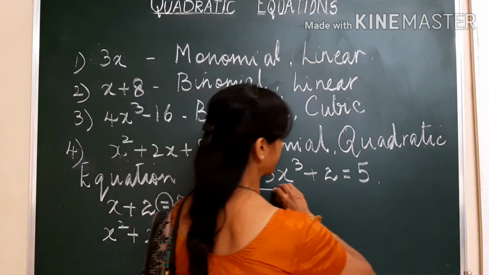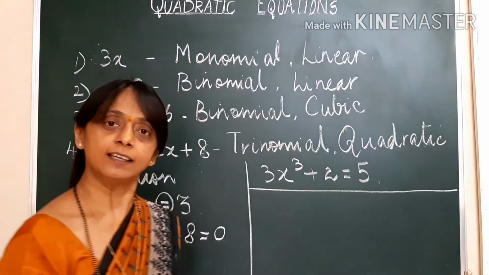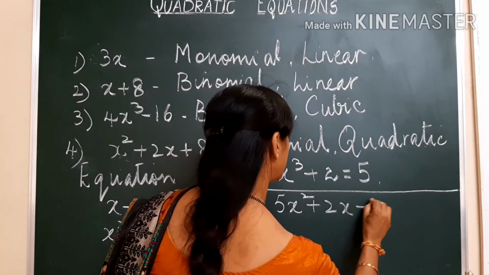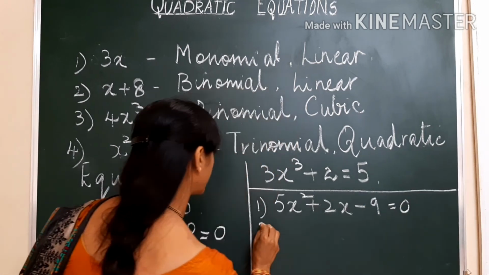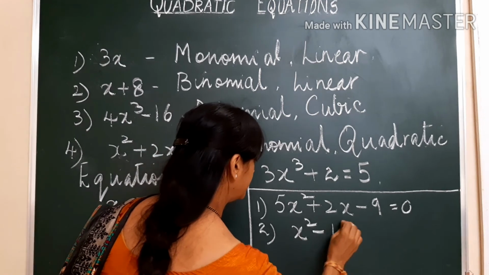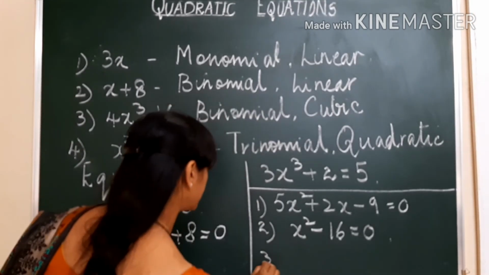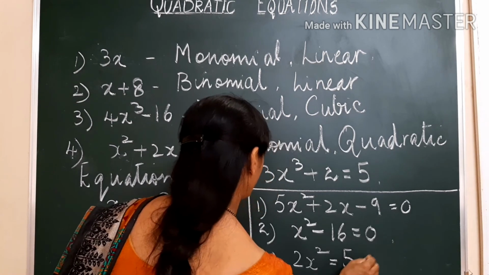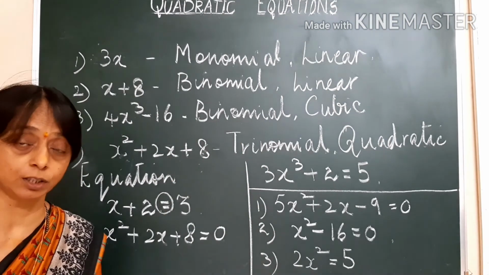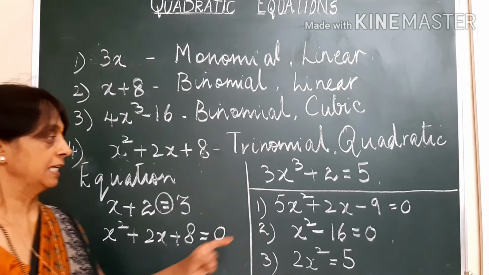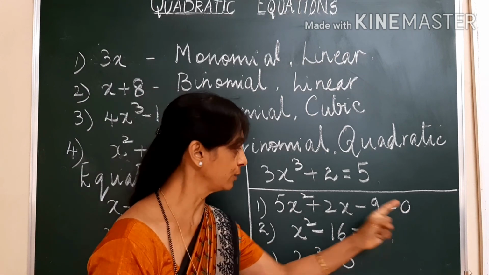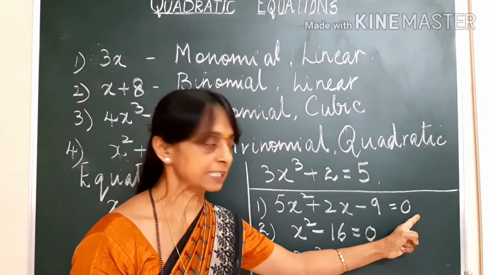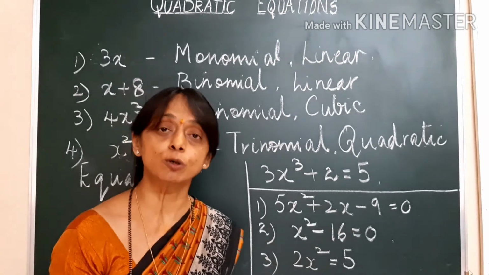Let's take examples of quadratic equations. The first one, 5x squared plus 2x minus 9 is equal to 0. Second one, x squared minus 16 is equal to 0. Third one, 2x squared is equal to 5. Are these three examples written on the board called quadratic equations? Definitely. 5x squared plus 2x minus 9 is equal to 0. The highest degree of the variable x over here is 2, as well as this expression contains an equality sign. So you can term it a quadratic equation.